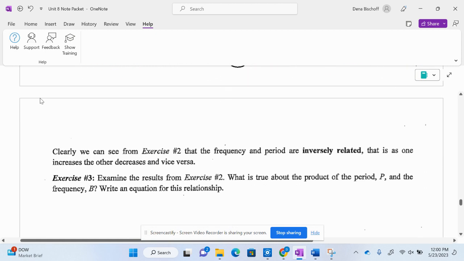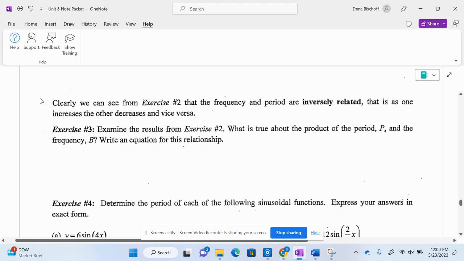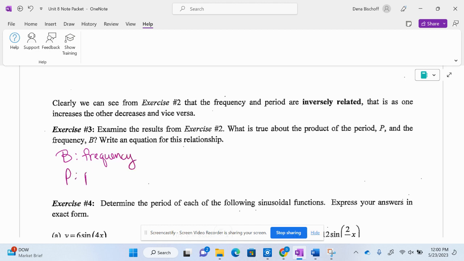Okay. So here it says clearly we can see that the frequency and the period are inversely related. So let's talk about the relationship. So when B, which is my frequency, and P, which is my period, when we talk about that, hopefully you notice that the product, this is what it says right here, the product of the period and the frequency always equal what?